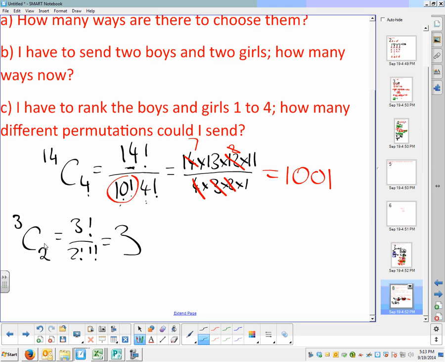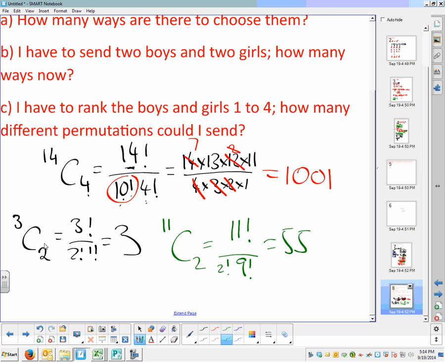So there's 3 ways to do that. 11 boys, it's less intuitive, but the process is the same. How many ways are there to choose 2 boys? 11 choose 2, 11 factorial over 2 factorial, 9 factorial. That's 55.